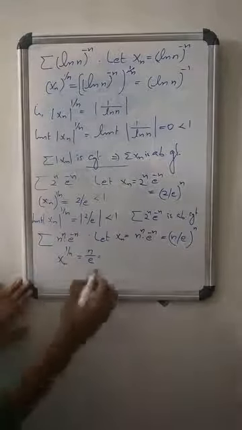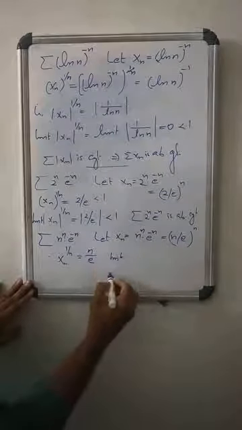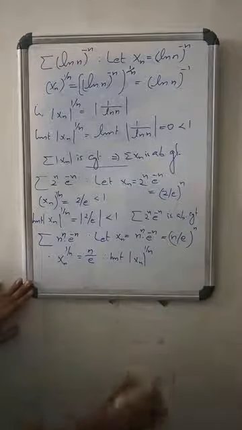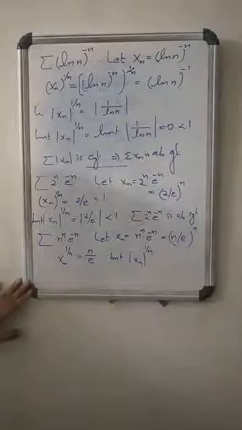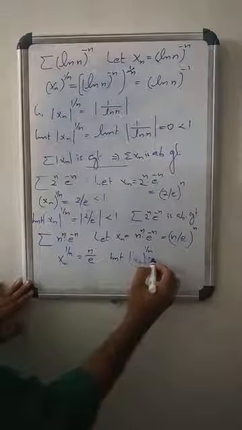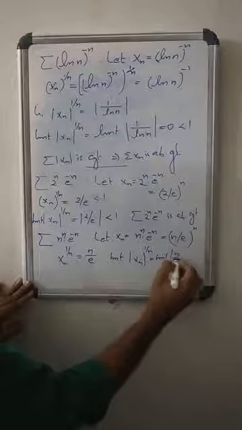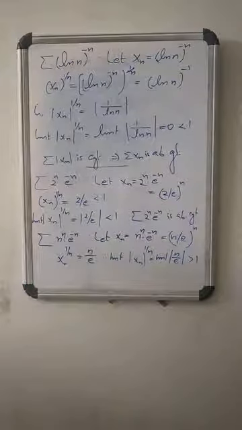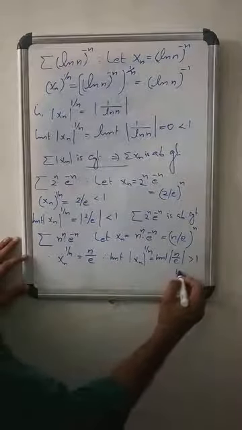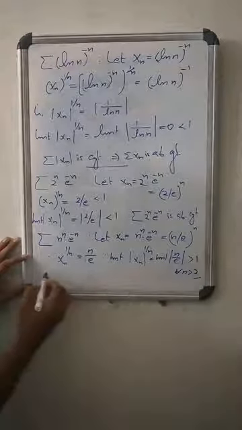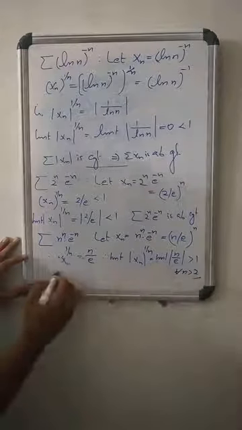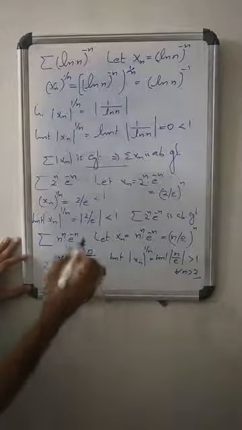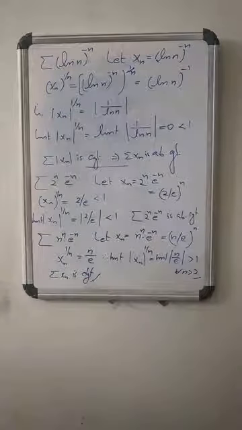Therefore, the limit of modulus of xn to the power 1 by n equals the limit of modulus of n by e, which is always greater than 1 for all n greater than 2. So here r is greater than 1. R greater than 1 means by the root test, sigma xn is not absolutely convergent, meaning it may diverge. Agree?